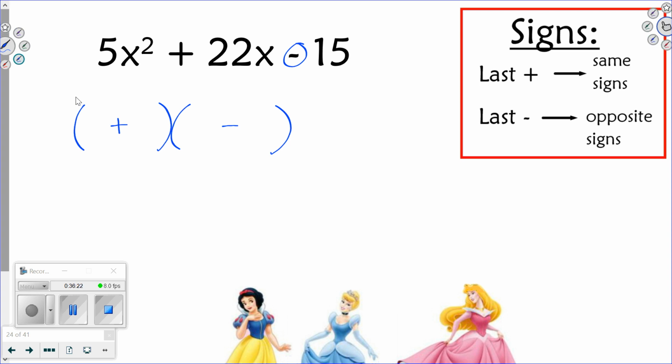Sounds better. All right, so options for A, we have 1 and 5, and that's it. Options for C.